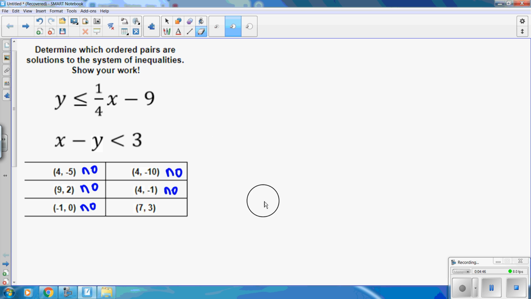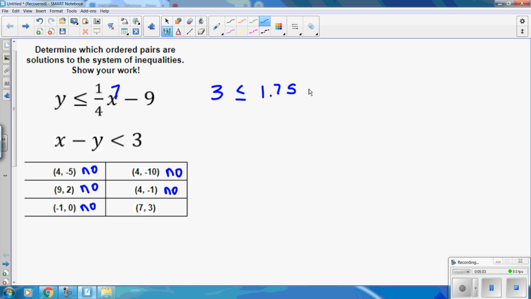So let's plug in 3 for the y. It's right here, 3 for y. We're going to plug in 7 for x. So if you have 7 here, 7 times 1 is 7. Divide by 4 is 1.75, and then we have the minus 9. So 3 less than or equal to 1.75 minus 9 is negative, it's going to be -7.25. 3 is not less than negative 7.25, so it's not going to work here.